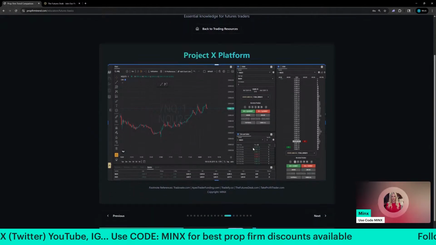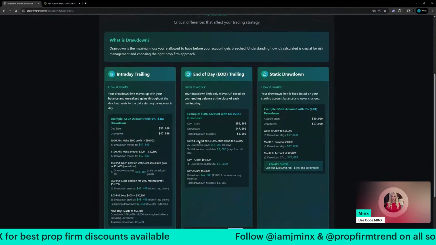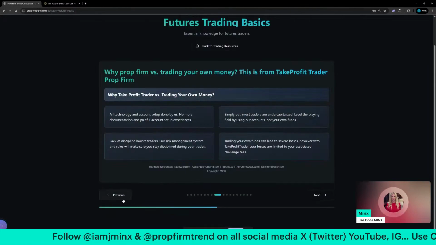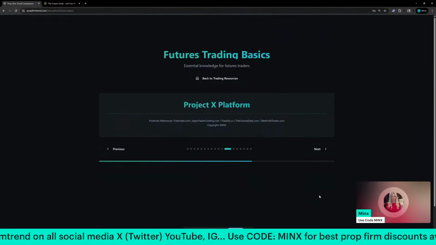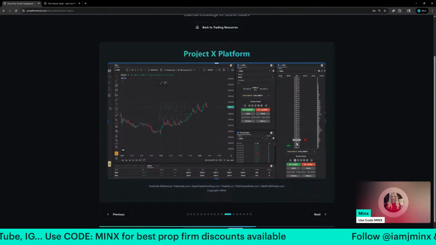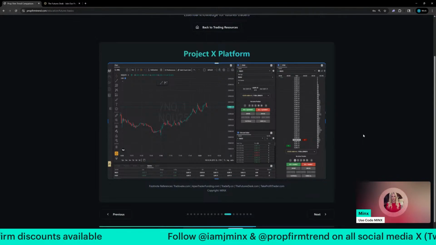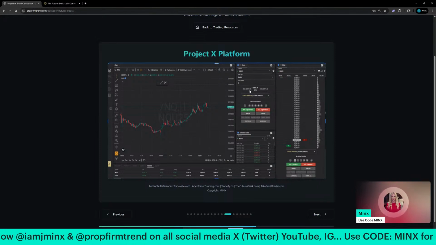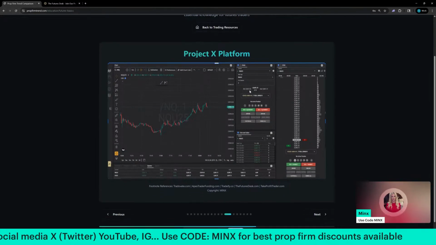Also, the way you would want to treat these accounts is based on the drawdown amount. Some people say the sweet spot is 100K accounts. I personally prefer the 150K or 300K accounts. I know it's a lot more to meet the profit, but it gives me more of a drawdown, so I have more room for error.